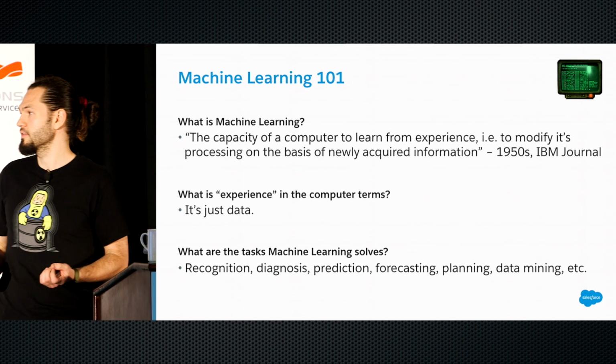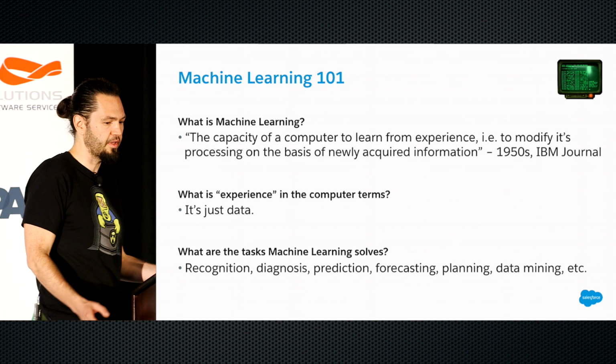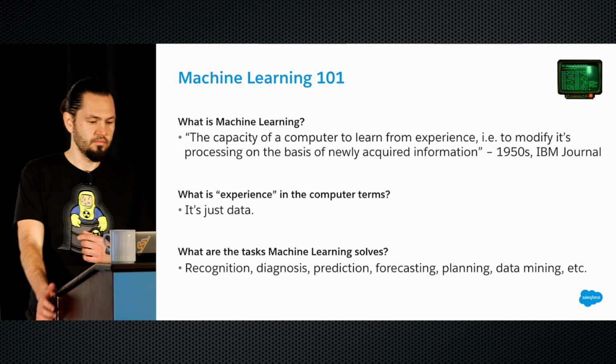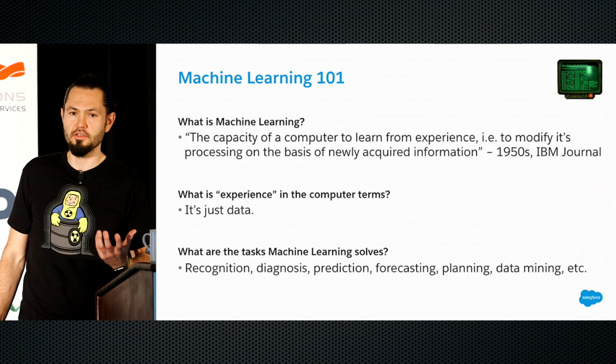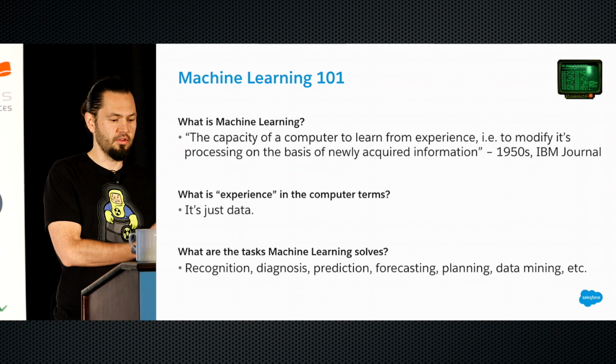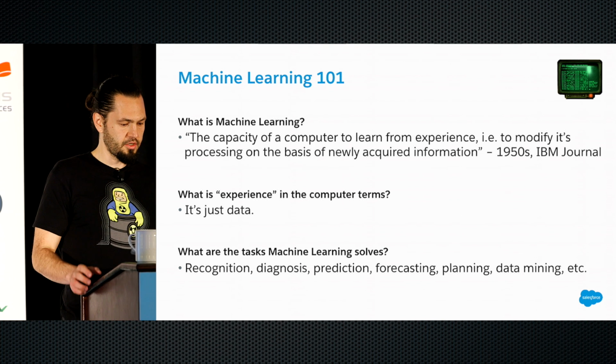So what is an experience? Experience is just data. So we feed data. We hope the algorithm will get better in its own execution. And this is, in essence, what machine learning is about: to build software sophisticated enough that it can learn from data using mathematical models or something else, or a combination.